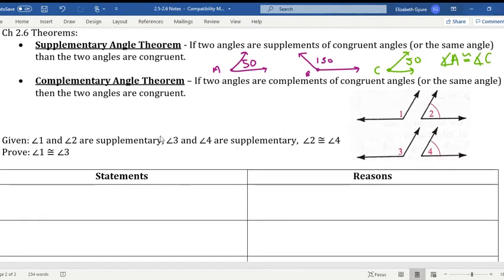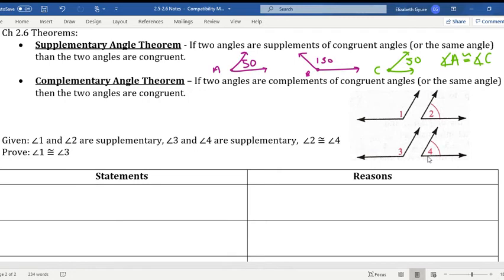So we're actually going to prove the supplementary angle theorem here. So this is saying angles 1 and 2 are supplementary. 1 and 2 are supplementary. 3 and 4 are supplementary. Angle 2 is congruent to angle 4, and we're going to do our prove that angle 1 is congruent to angle 3. Now, a couple things, because chapter 2.6 is all about planning your proof.